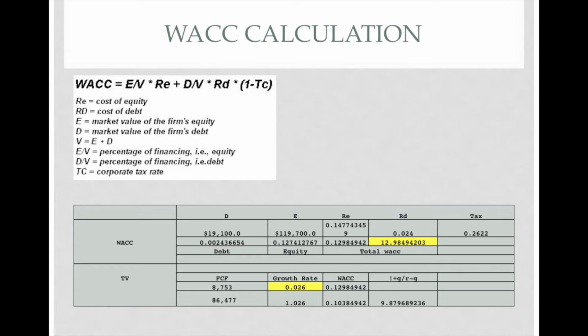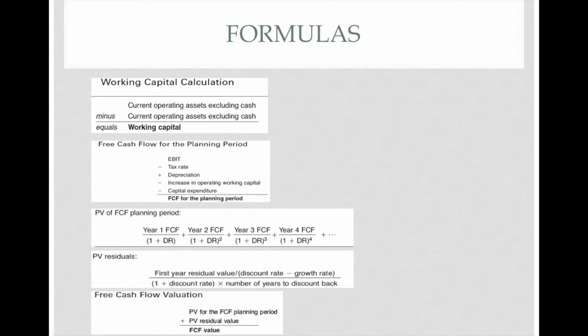Basically adding both debt and equity together and calculating each as a percentage to get the WACC. And I got a total WACC of 12.98, which is a higher WACC than the original WACC. And these are the formulas I used for the coming calculations.